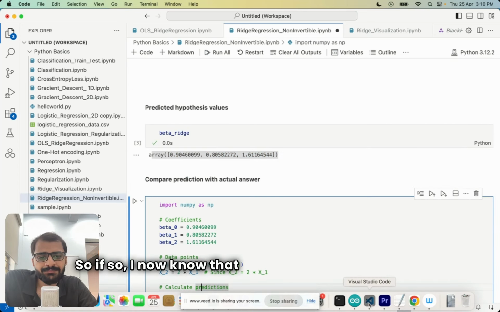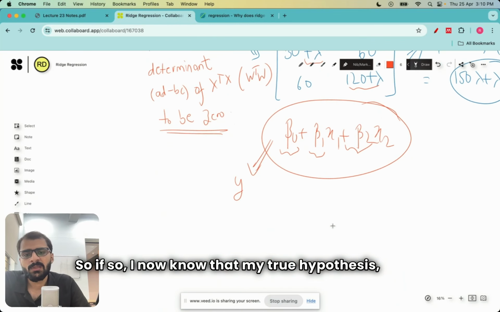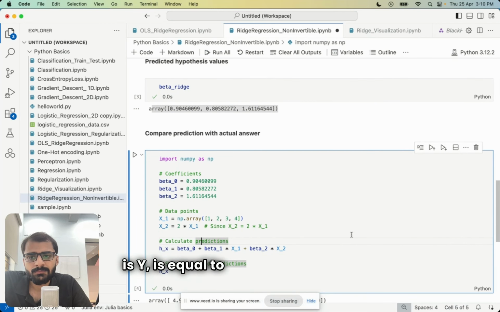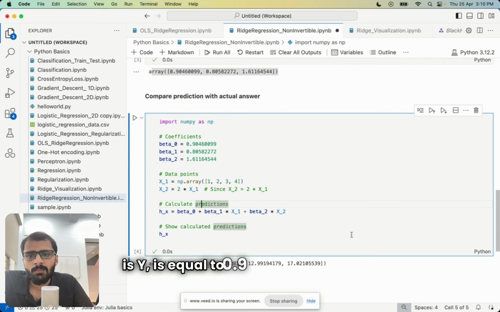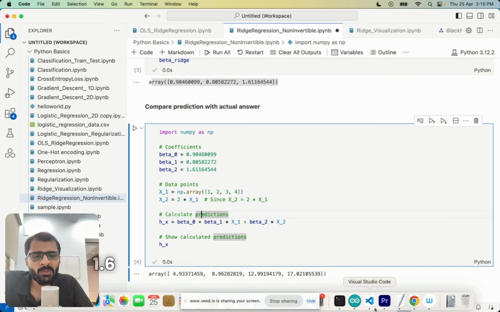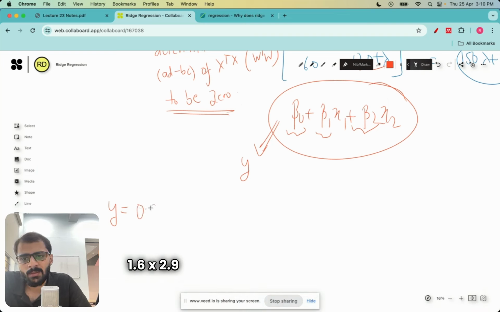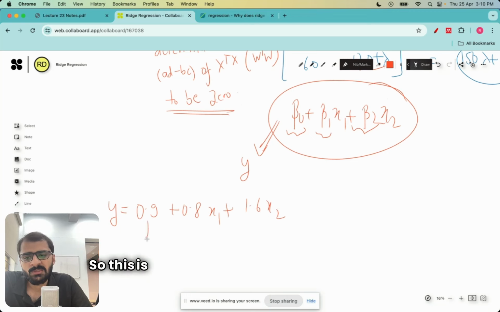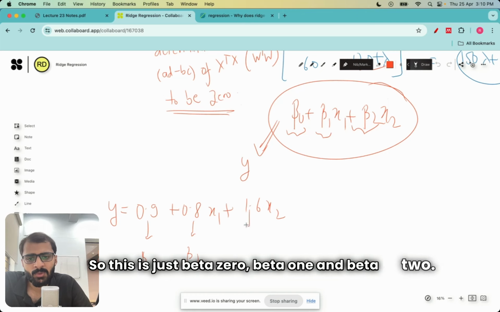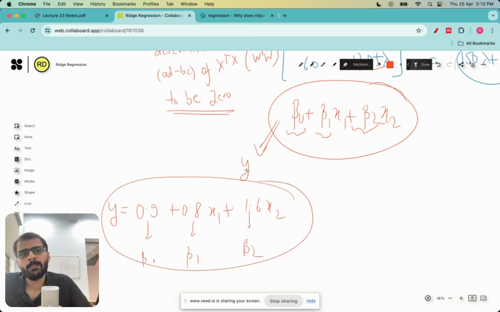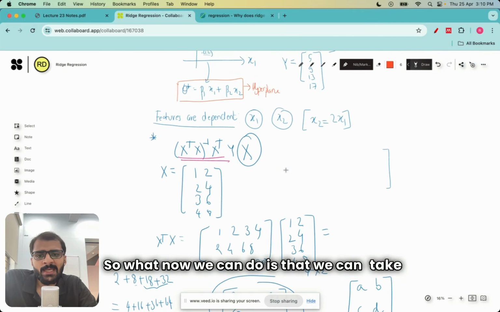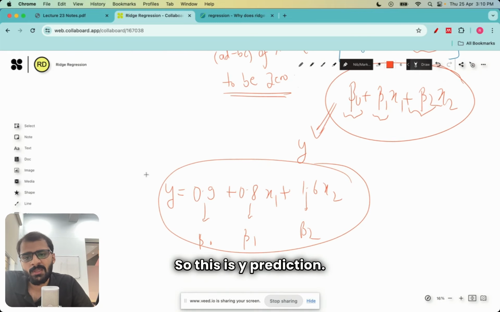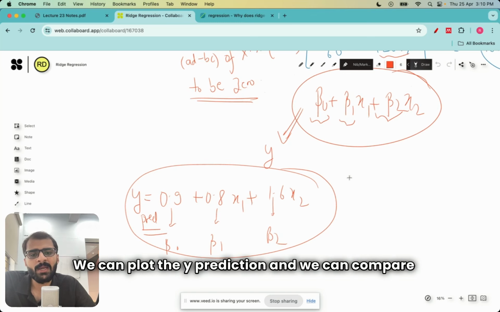So I now know that my true hypothesis, which is y is equal to 0.9 plus 0.8x1 plus 1.6x2. So this is just beta 0, beta 1 and beta 2. So what we can do now is take these 4 points and plot the y prediction. We can plot the y prediction and compare it with the y actual.